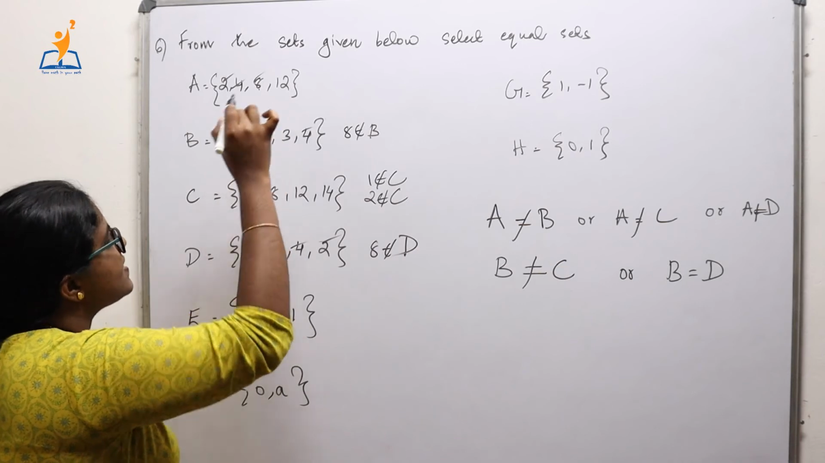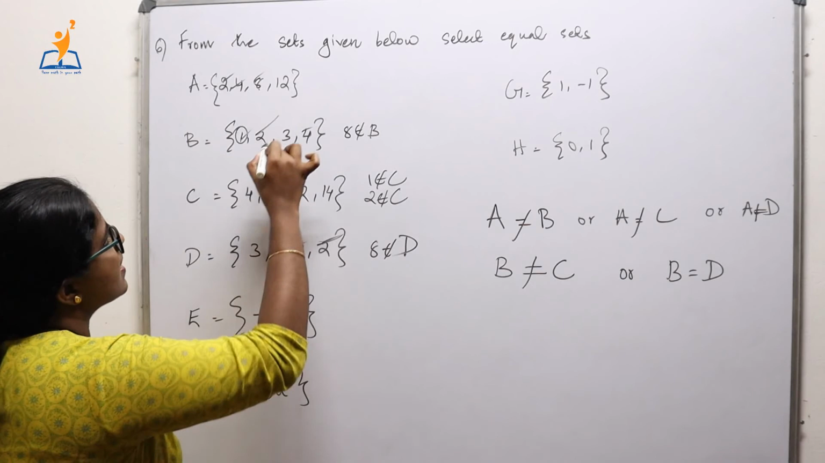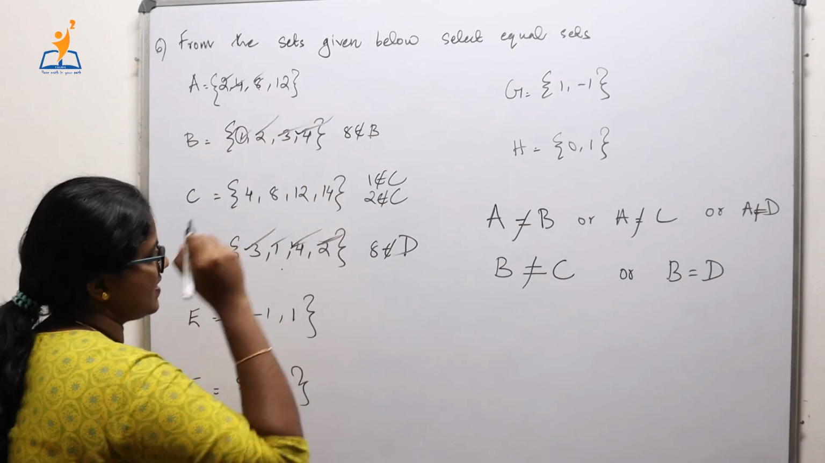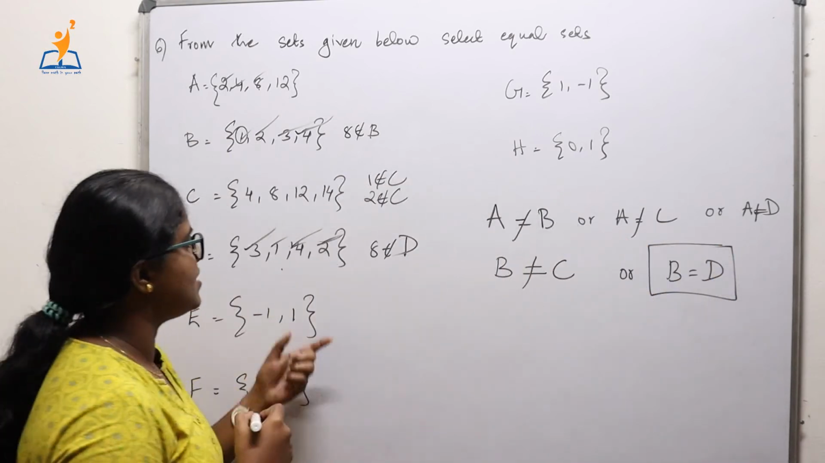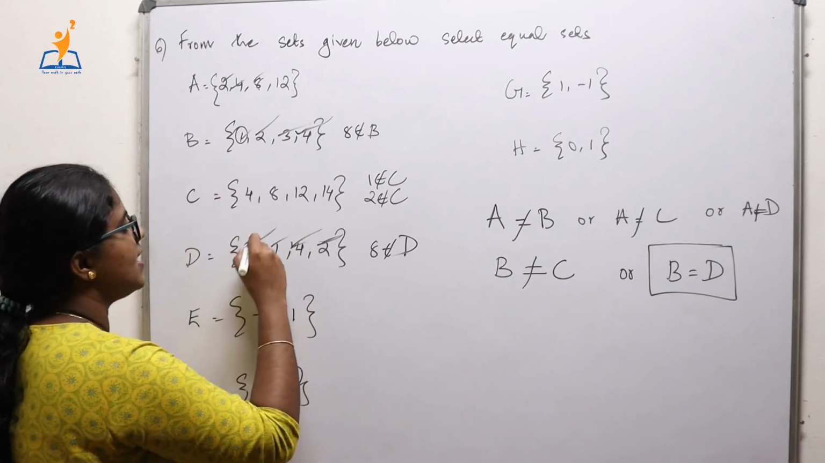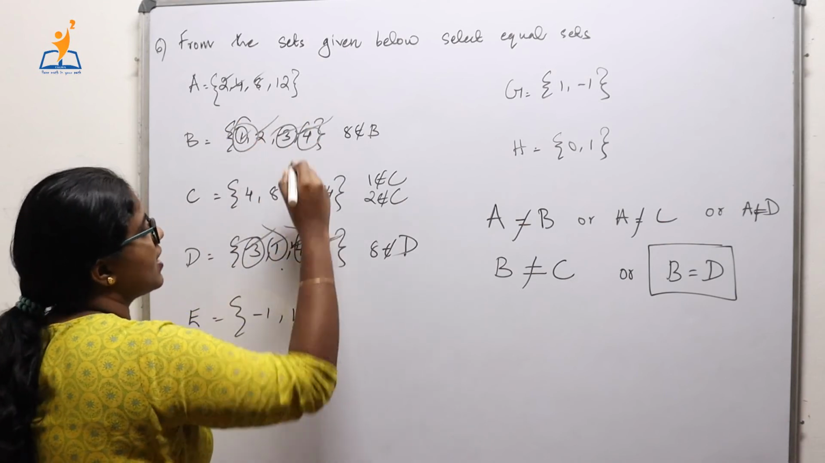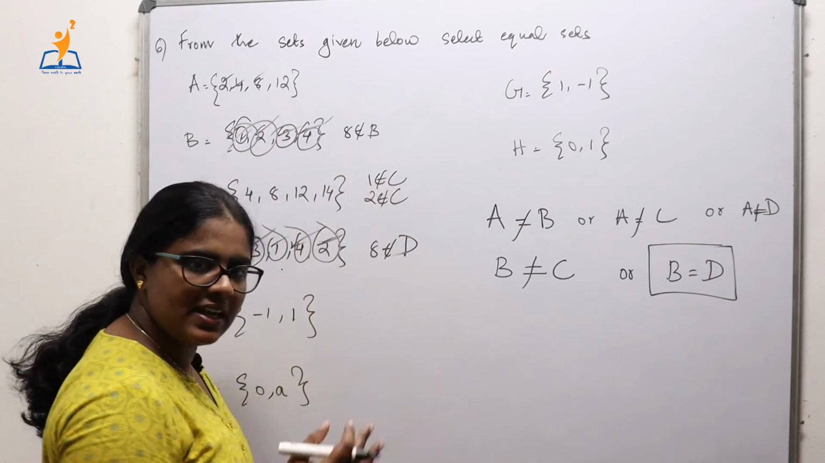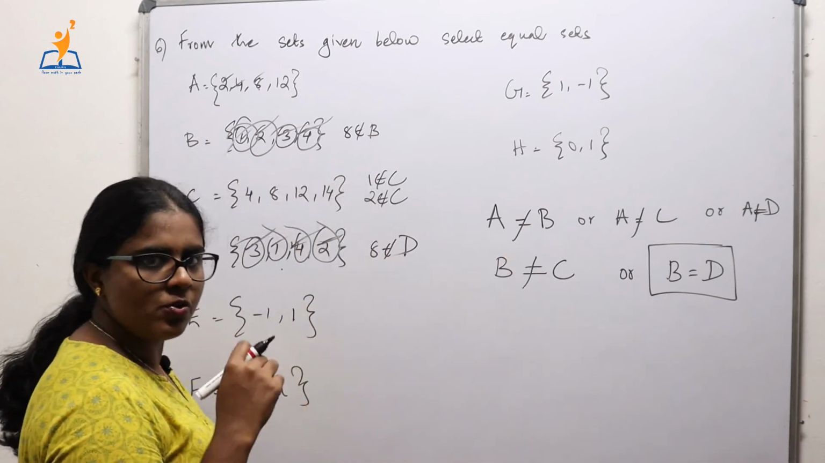Now 1 is here, 1 is here, 2 is here, 2 is here, 3 is here, 3 is again here, 4 is here, 4 is again here. So we can conclude that B is equal to D, because every element of B is in D, and conversely we have 3 here, 3 here, 1 here, 1 here, 4 here, 4 here, 2 here, 2 here. So every element of B is in D and every element of D is in B. So we have B equal to D.